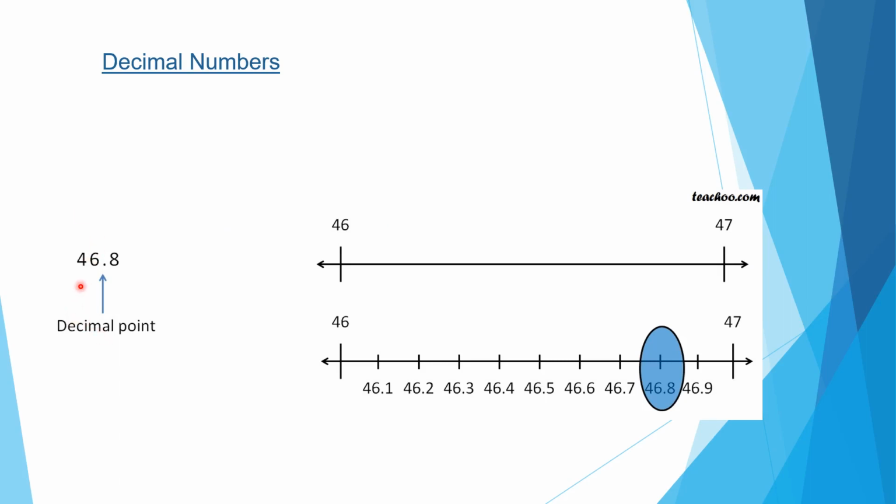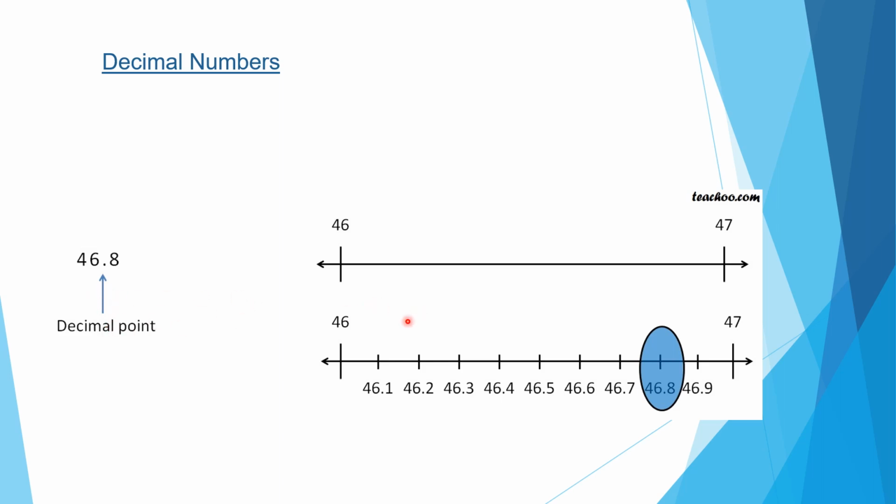Here 46.8. So 46 is whole number and point is decimal point and 8 is decimal number. So we can say that the number which comes before decimal point are whole numbers and number which comes after decimal point are decimal numbers.